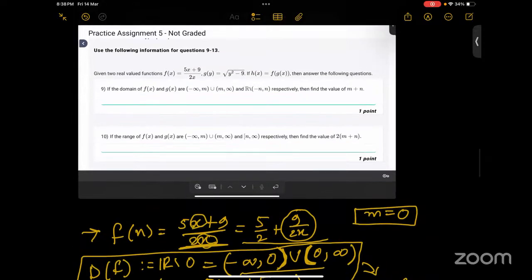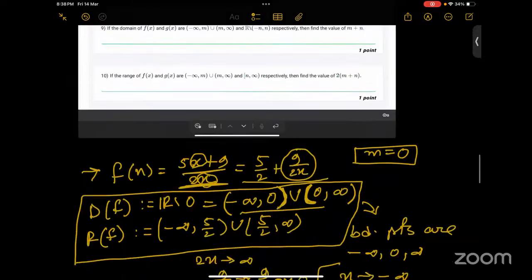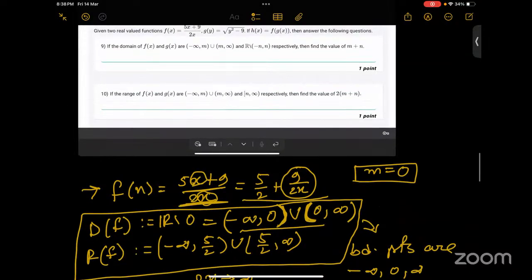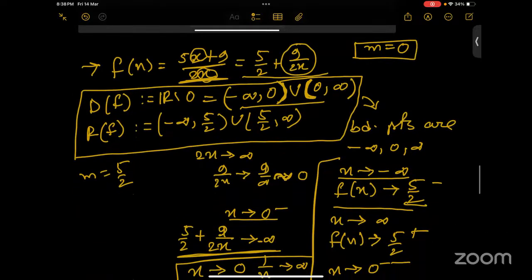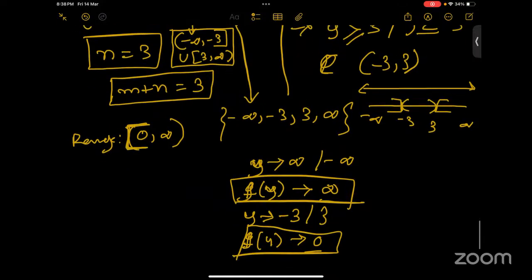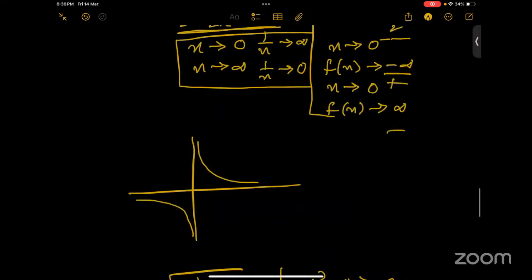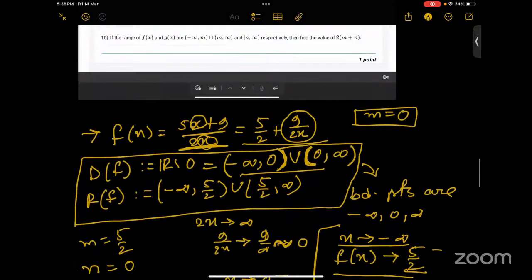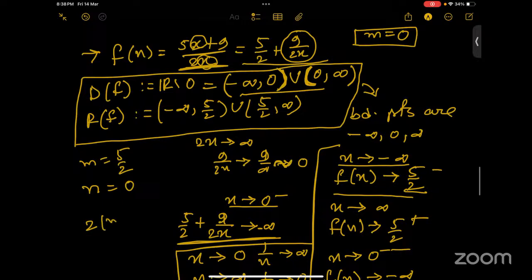The range of f is minus infinity to m union n to infinity. So what is the value of m? m is 5 by 2 and n is 0. What is the value of n? We have to come down to the range, 0 to infinity. So 2 into m plus n is 2 into 5 by 2, which is 5. Right? Correct, madam. Answer.